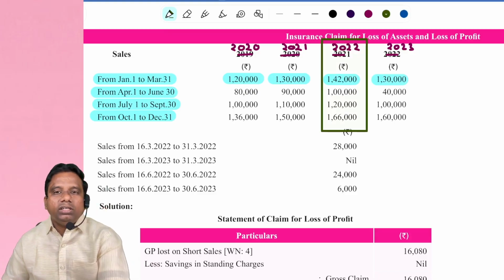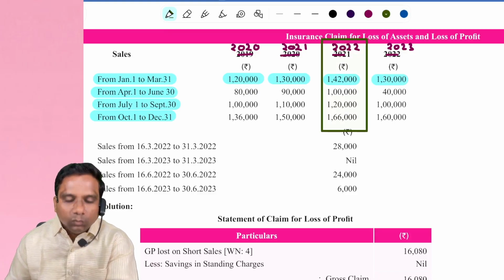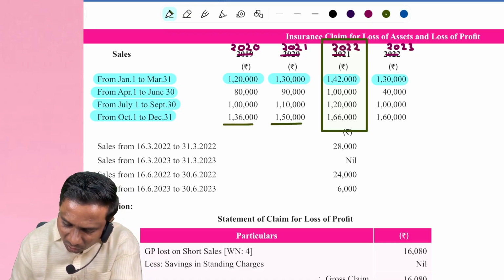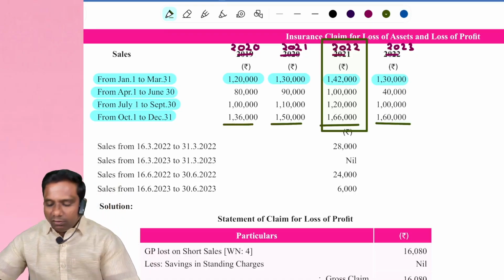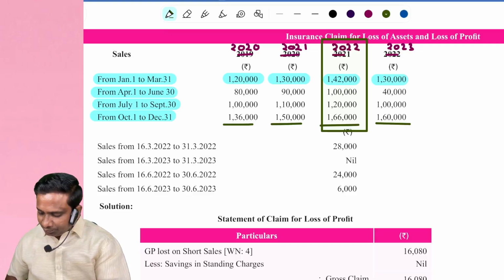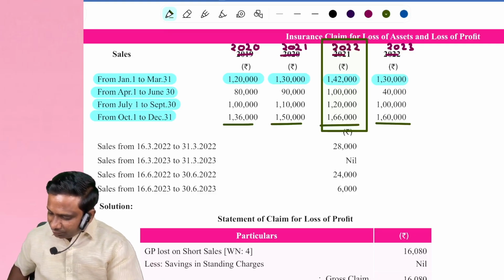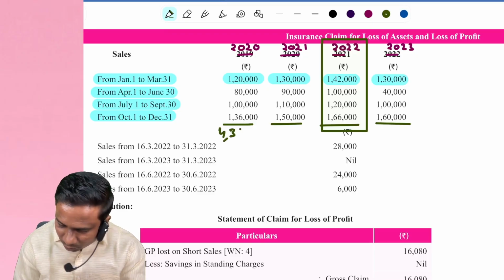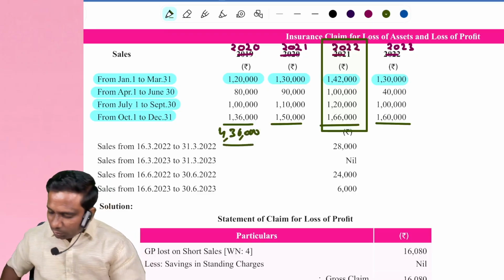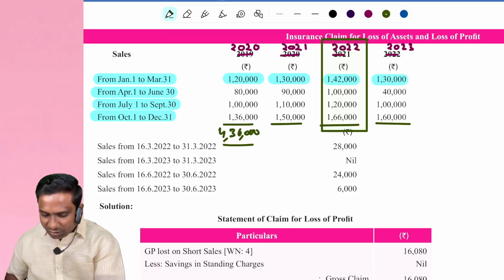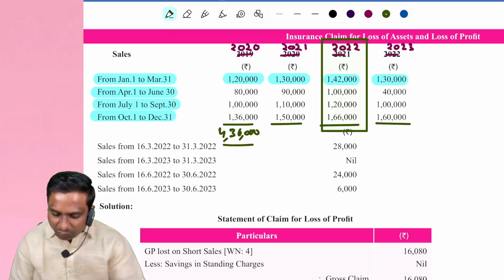Like this you calculate all years' sales. First calculate total sales for all years. 1,20,000 plus 80,000 plus 1 lakh plus 1,36,000. So here we get 4,36,000 for 2020. Next calculate 2021: 1,30,000 plus 90,000 plus 1,10,000 plus 1,50,000. You get 4,80,000.